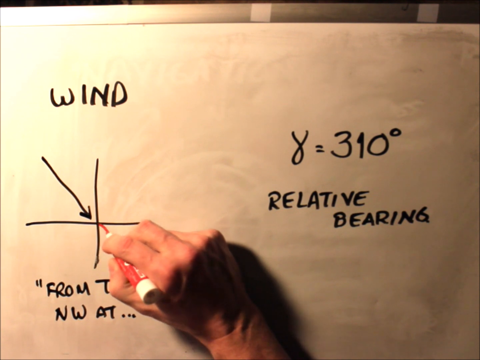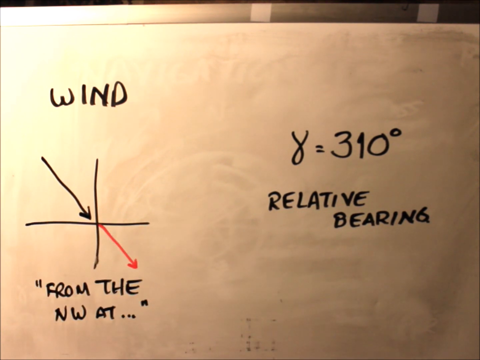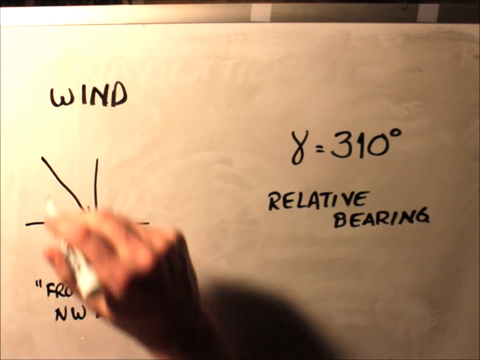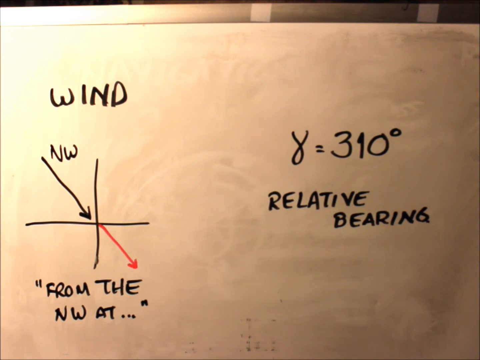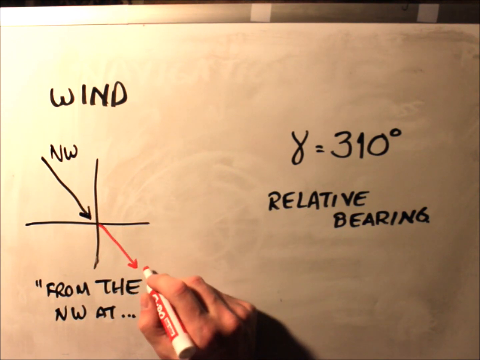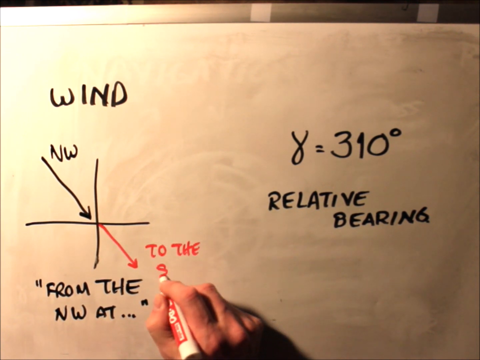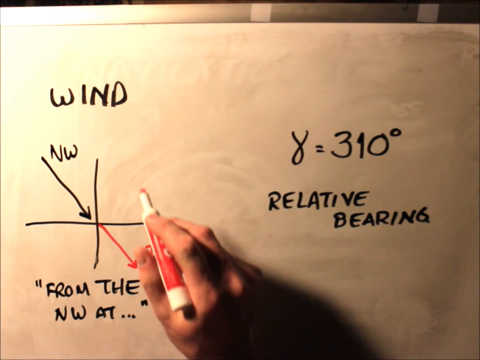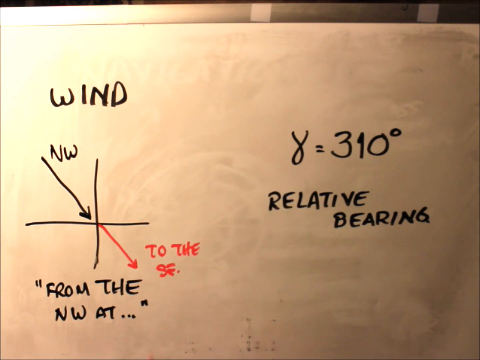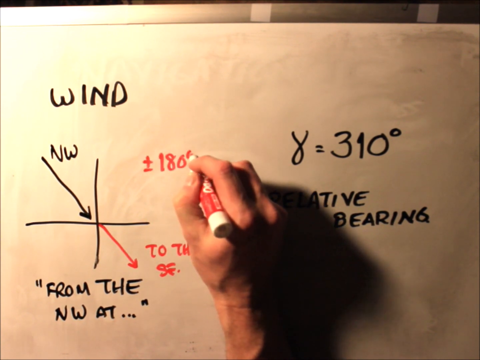So in fact, the wind may well be blowing from the northwest. Okay? But what we care about is which way it's blowing to. And in this example, it will be the opposite. It's blowing to the southeast. And so the bearing is plus or minus 180 degrees.